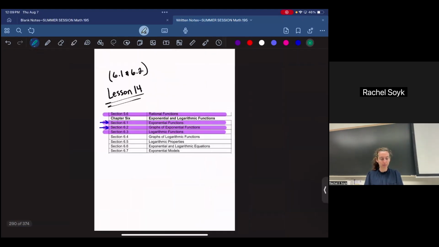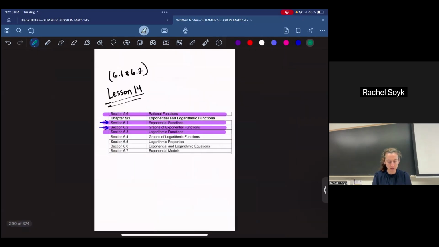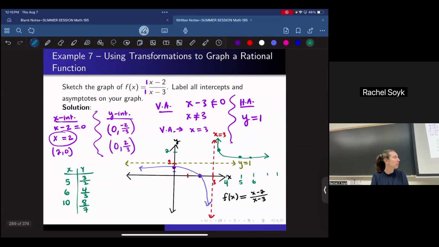All right. And then that was the last example for this section, I believe. That was the last part of chapter 5.